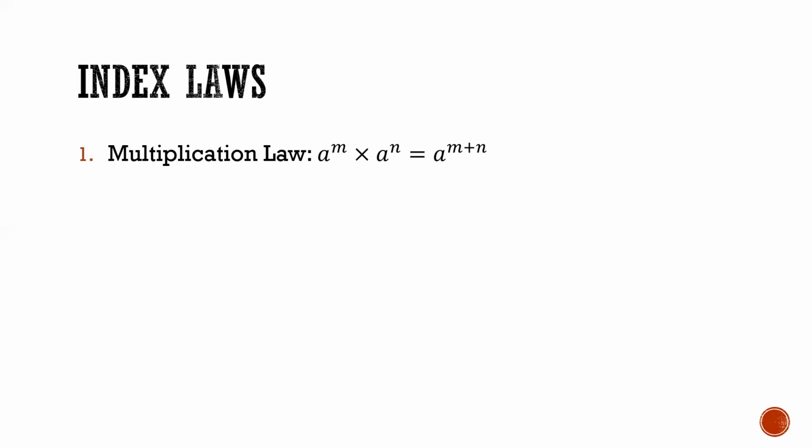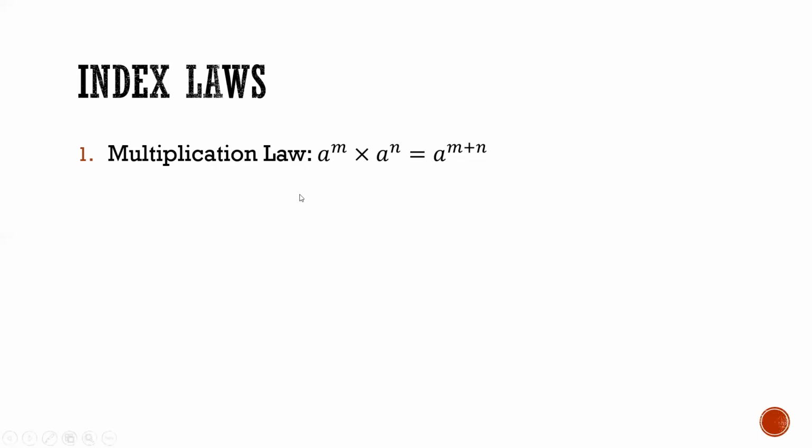When I was a student like you, I used to remember the formula like this: if the base is the same and there is a multiplication between them, then the powers or index of the terms will be added, that is a to the power m into a to the power n equals a to the power m plus n. The important thing is we need to have the same base here. If the base is different, then we cannot apply this formula.